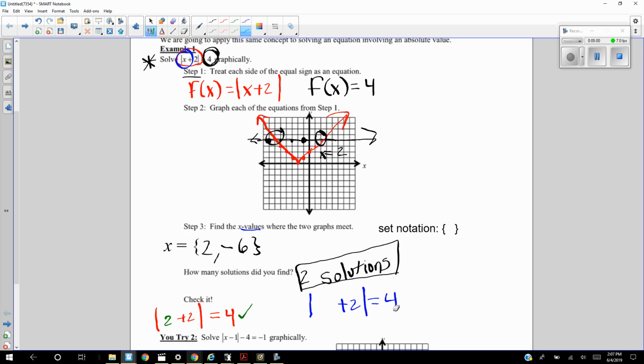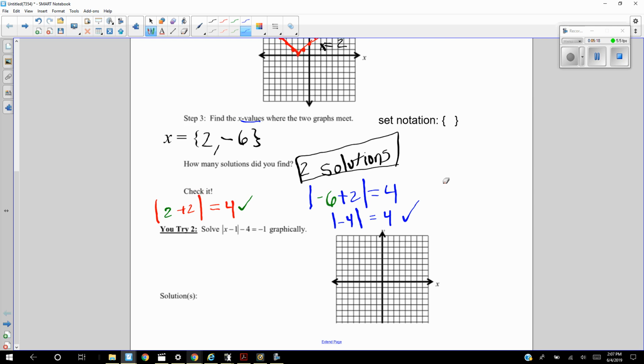The other solution is -6. Of course, -6 plus 2 is -4, and -4 has a distance of 4 from zero on the number line. So those are indeed the solutions.